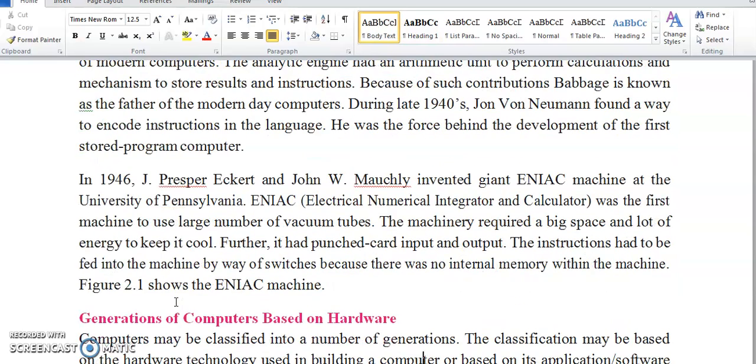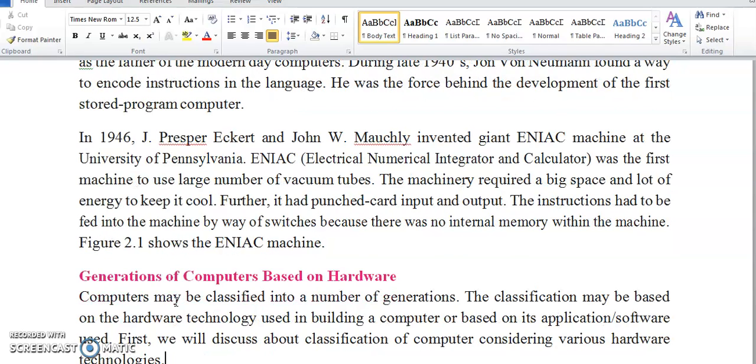So, in 1946, Eckert and John Mauchly invented the ENIAC machine at the University of Pennsylvania. ENIAC: Electronic Numerical Integrator and Calculator. This is the full form of this word. It was the first machine that used large vacuum tubes. The part highlighted by me, you should underline in your textbook. This is a very important line.